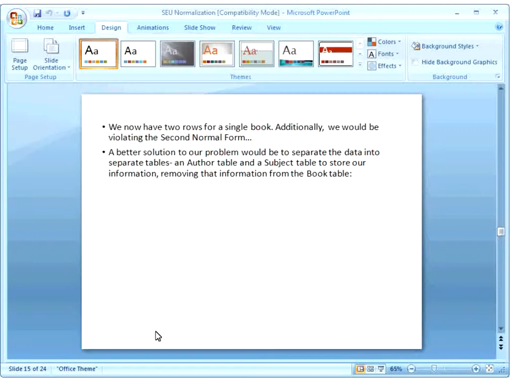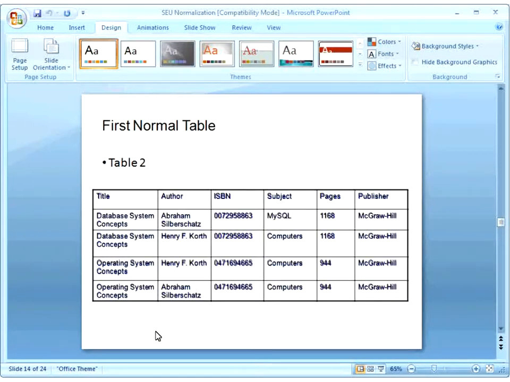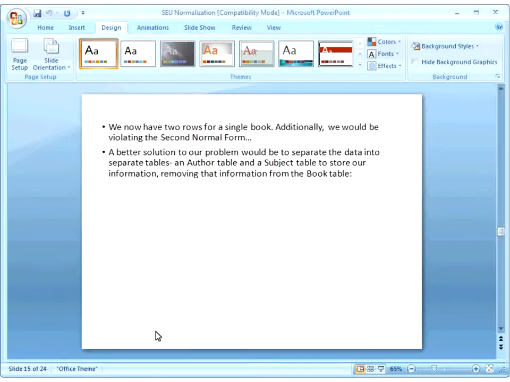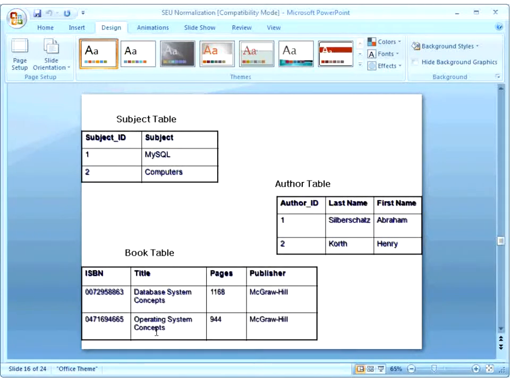We now have 2 rows for a single book. Additionally, we would be violating the second normal form. A better solution to the problem will be to separate the data into separate tables. The problem is that we are duplicating information, keeping it multiple times for the same book. So we can make 2 tables, an author table and a subject table, to store our information and remove that information from the book table.